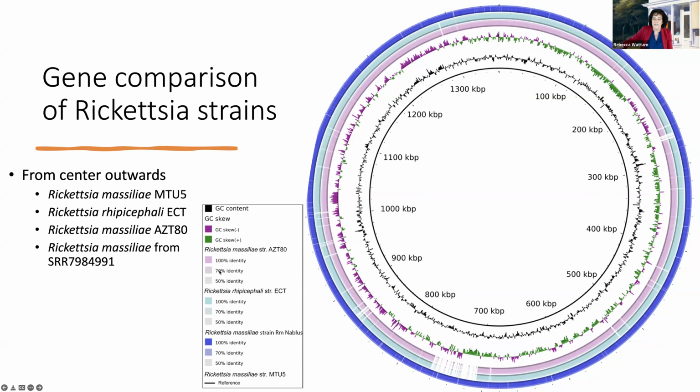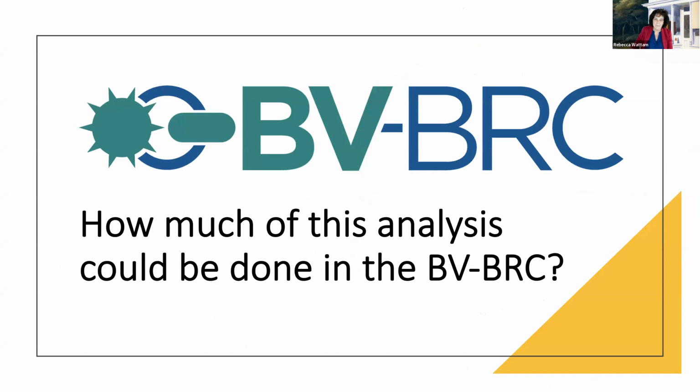The lighter color indicates less. So it would go from dark pink to light pink, light blue to even lighter blue, and dark blue to lighter blue for indications of homology.